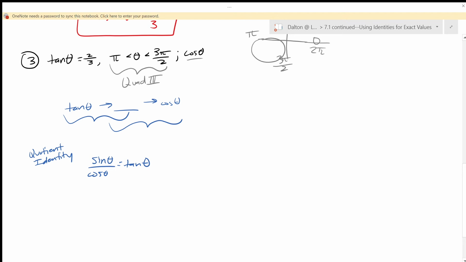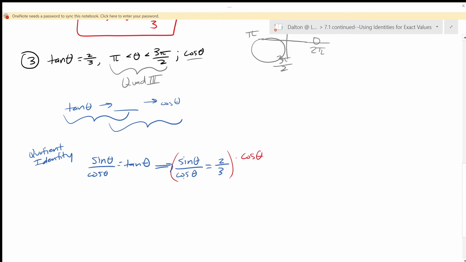And then I'm going to substitute in what I know. So this implies that I don't know what the sine is, so I'm going to leave that alone, over, I also don't know what the cosine is, so I'm going to leave that alone, equals the tangent of theta, which is 2/3. Okay, so what I'm realizing is that I can get from tangent to cosine if I solve this one for sine. So if I try to solve this for sine, I can go ahead and multiply my entire problem by cosine of theta, right? Because it's being divided by the cosine of theta.